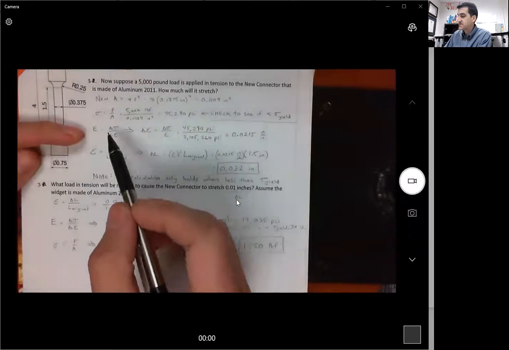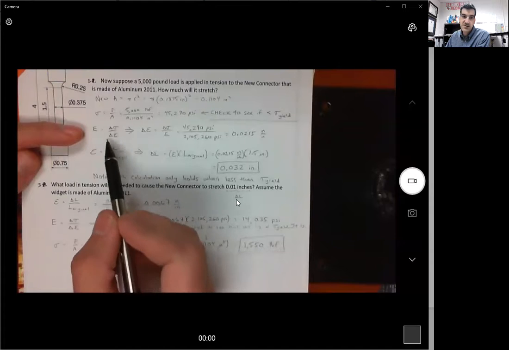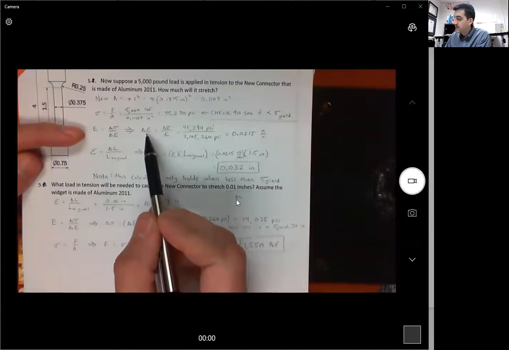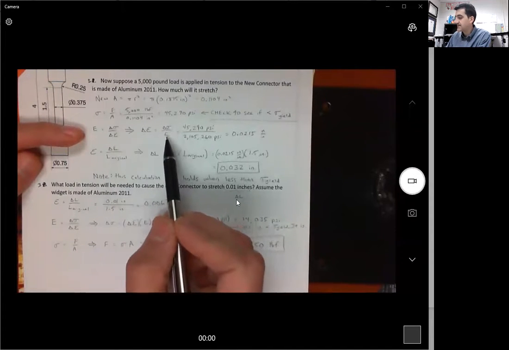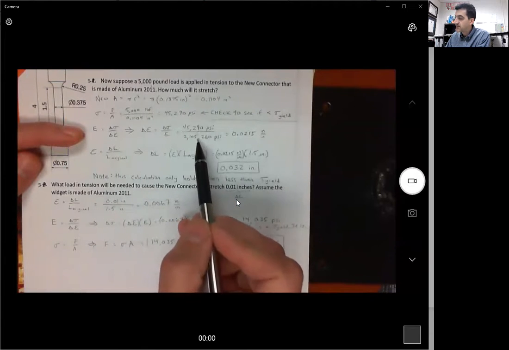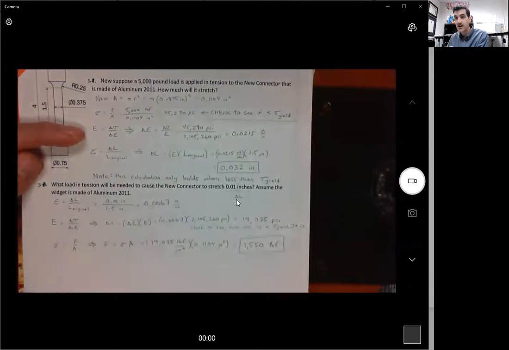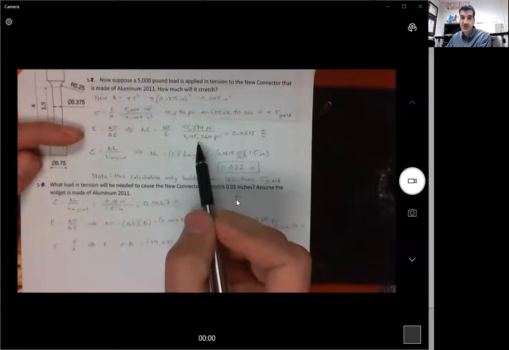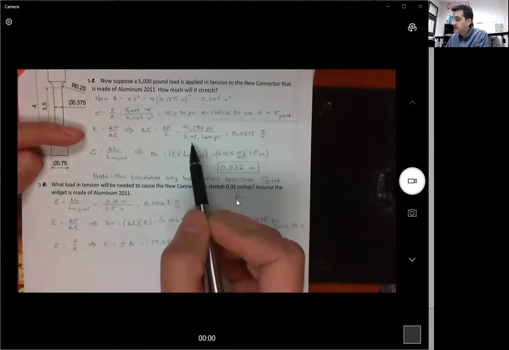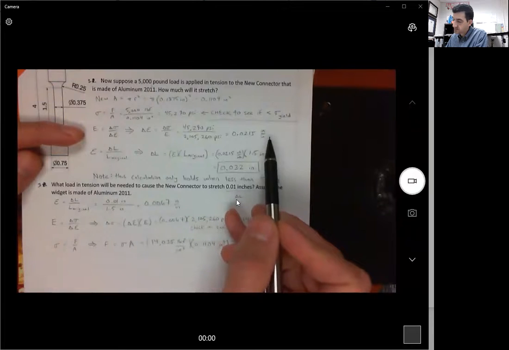Now that we have the stress, we can use the definition of the elastic modulus to find the strain, rearranging the definition of the elastic modulus a little bit to find that the strain equals the stress divided by the elastic modulus. So plug in this number that we just calculated for stress, plug in the value for the elastic modulus that we calculated in the first problem on the first page. It's the same material, so it has the same elastic modulus. So this number still applies. So I find that the strain is 0.0215 inches per inch.